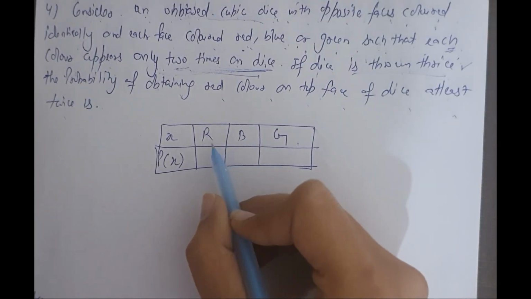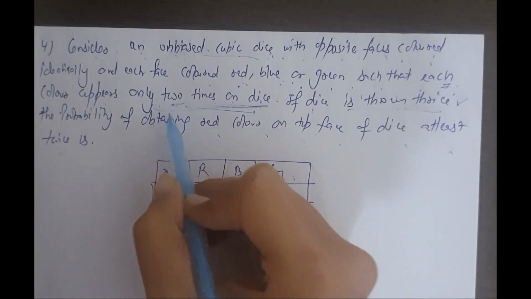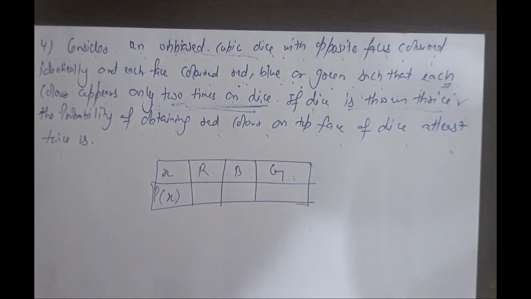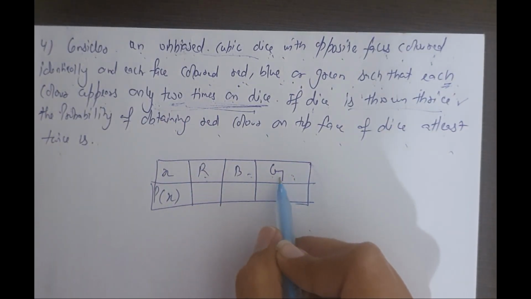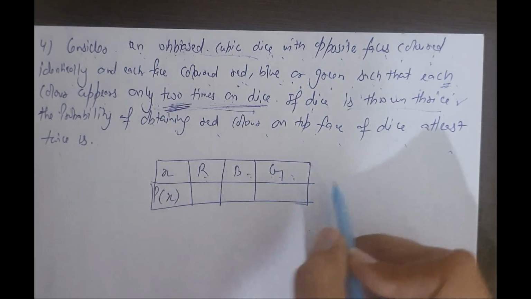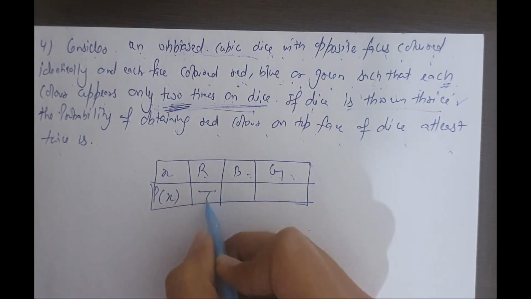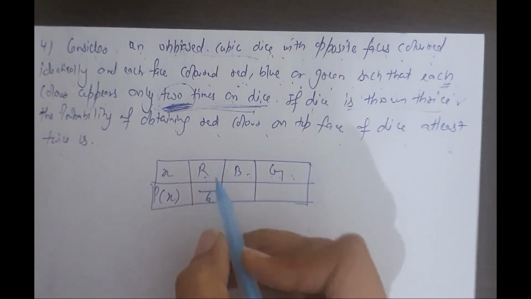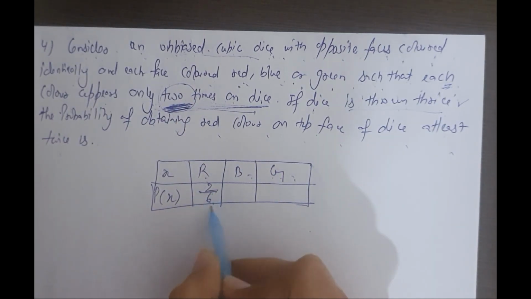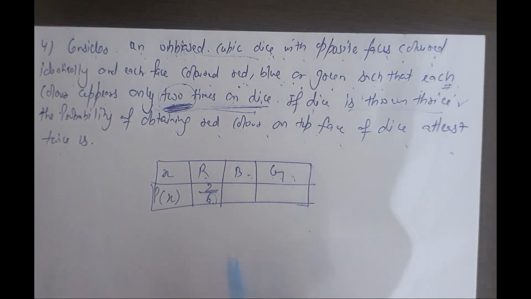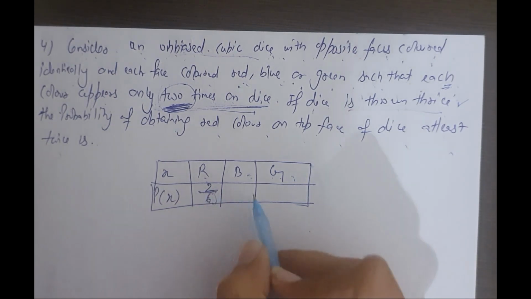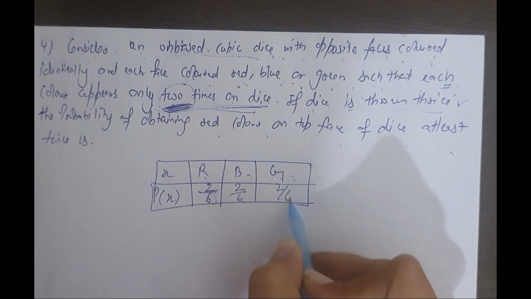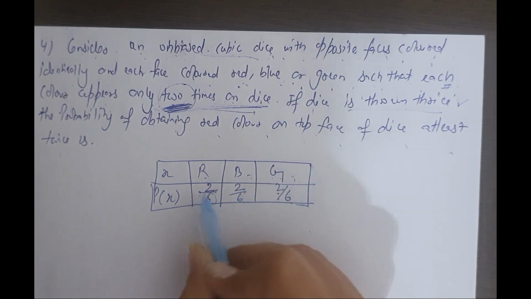Now the probability of red, blue and green: if we throw the dice, the probability of each color to appear on a dice is 2 by 6, because the total number of cases is 6. Like this, every color has equal probability to appear on a dice.